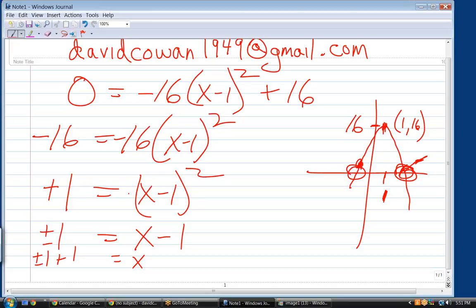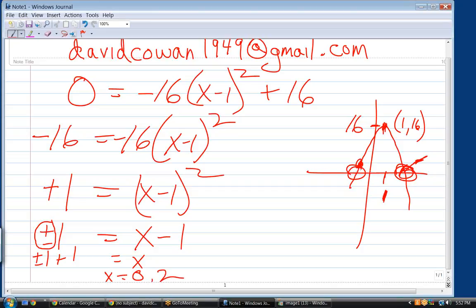In other words, whenever you take the square root of both sides of an equation, you have to start your answer plus or minus 1. That's where I got that. And then I'm merely adding 1 to both sides. And what this tells me is that x is either 0 or 2. So that's the solution. I get x equals either 0 or 2.